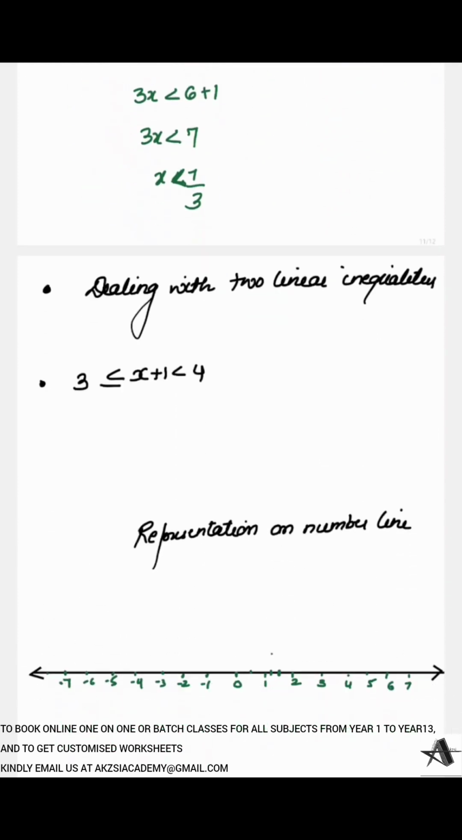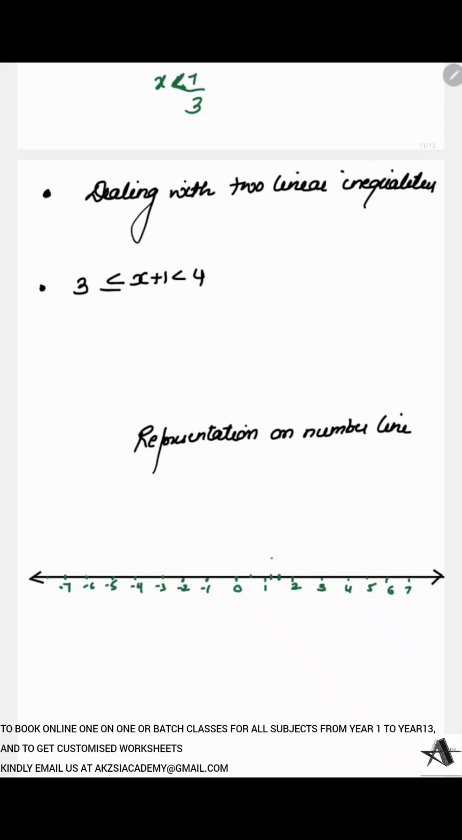Now moving on to this one. It says dealing with two linear inequalities. Two inequalities are there in one frame. Here x plus 1 is greater than or equal to 3 but less than 4. That means this expression x plus 1 is lying between 3 and 4. It's not necessary that x would always be completely greater than some number or completely lesser than some number. So there can be a range as well.